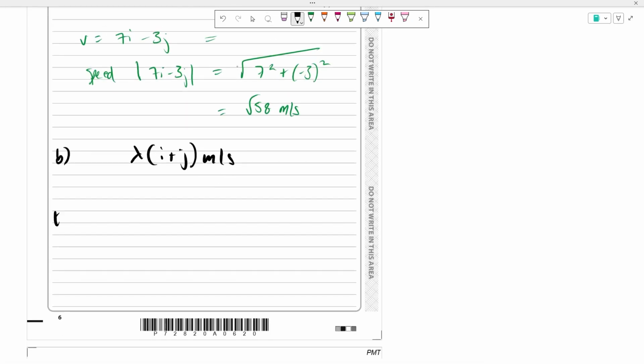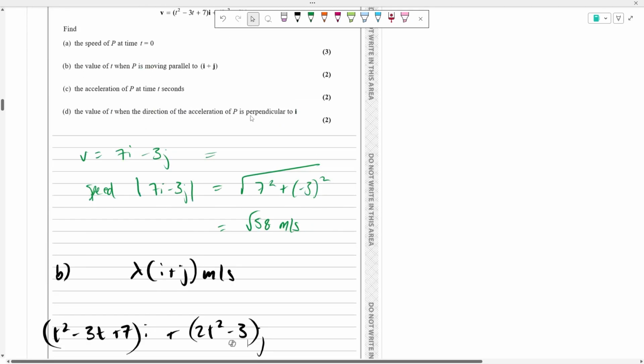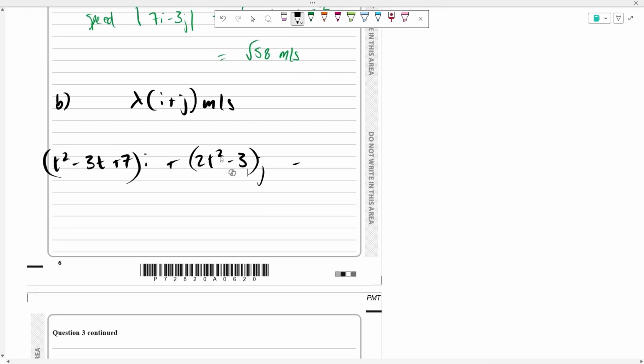So essentially we're saying that 2t squared minus 3t plus 7 i plus 2t squared minus 3, I think it said. Let me just double check. Yes, this is our original velocity, which is equal to lambda i plus j. We don't really need the meters per second. I'm going to expand out the right hand side, so I end up with lambda i plus lambda j.